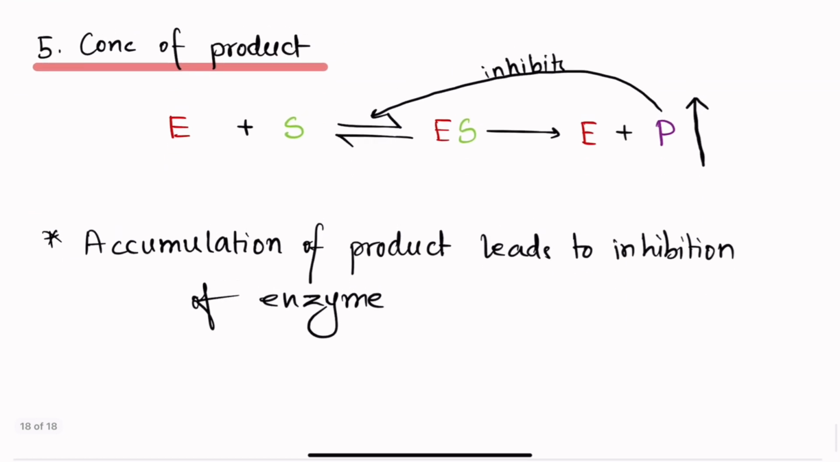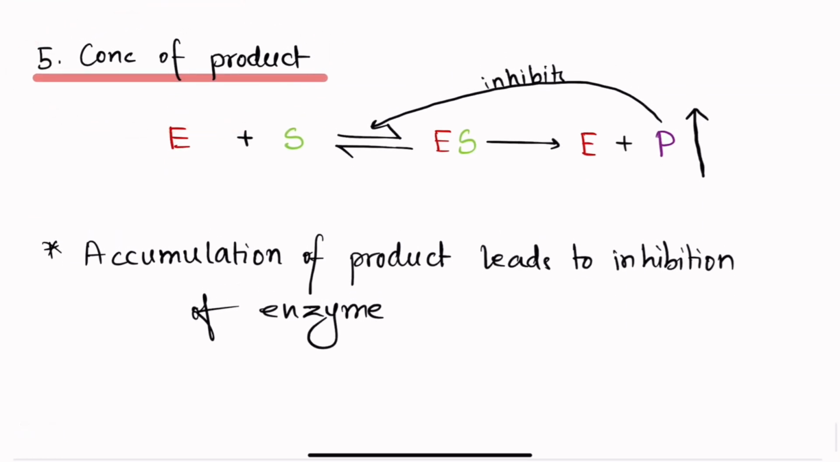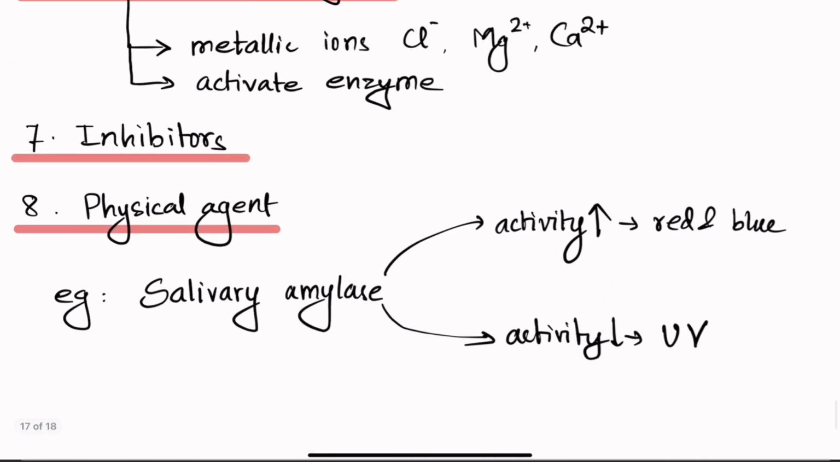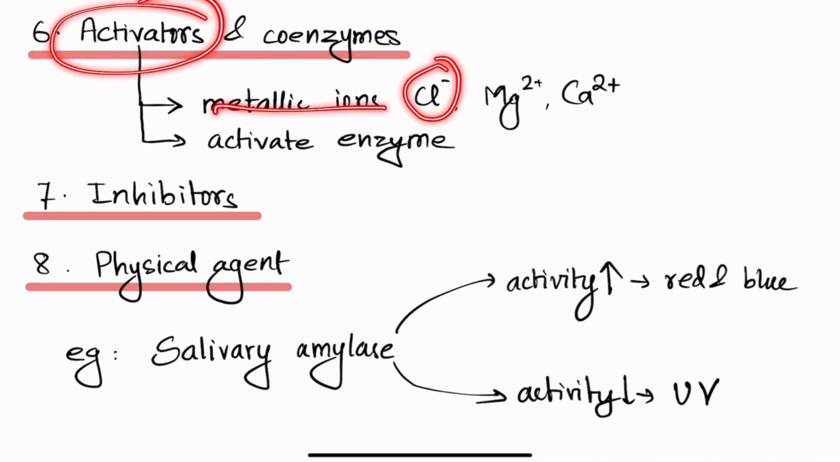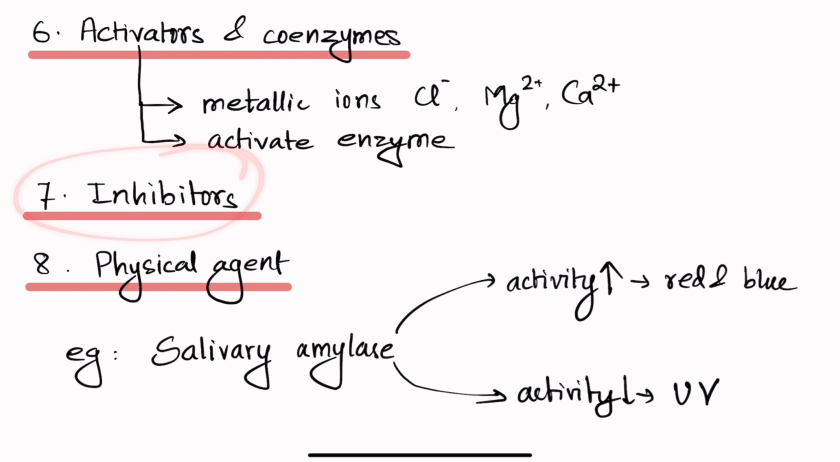At number 5, we have concentration of product. Due to the accumulation of product, that is increasing concentration of the product, inhibition of the reaction takes place due to the inhibition of the enzyme. At number 6, we have activators and coenzymes. Activators are the metallic ions such as chloride, magnesium, and calcium that activate the activity of the enzyme. At number 7, we have inhibitors. Inhibitors inhibit the activity of the enzyme and decreases enzyme activity.